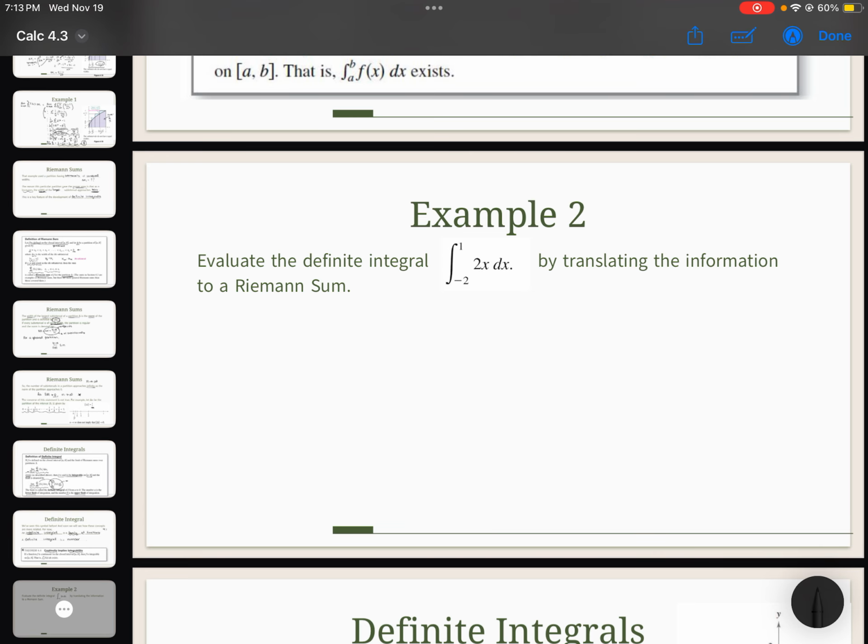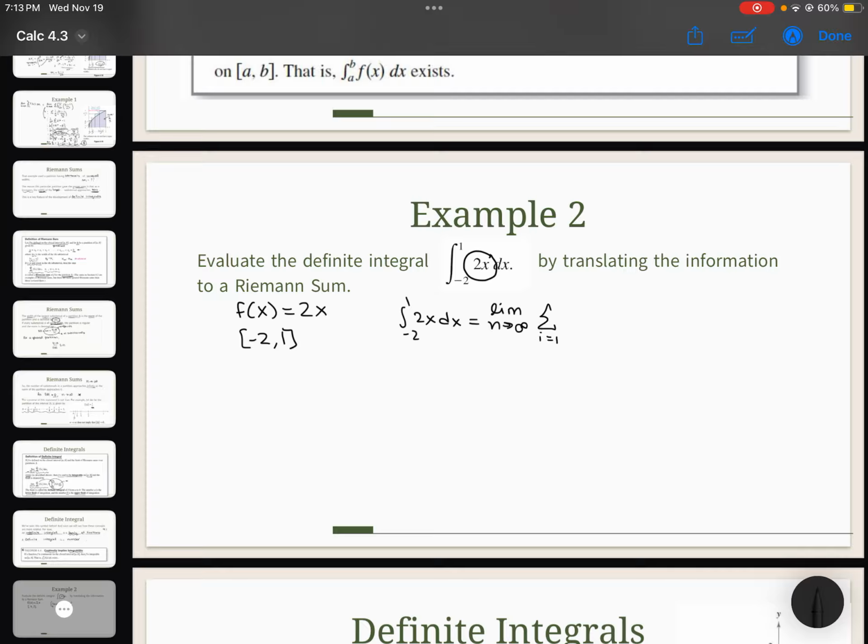You guys did a problem like this in the Wednesday subplans. So we're translating this. This 2x is the function that they're giving us. The -2 and the 1, that is the interval that they are giving us. So if I want to say that this is equal to a Riemann sum, we're going to have to piece some things together here.